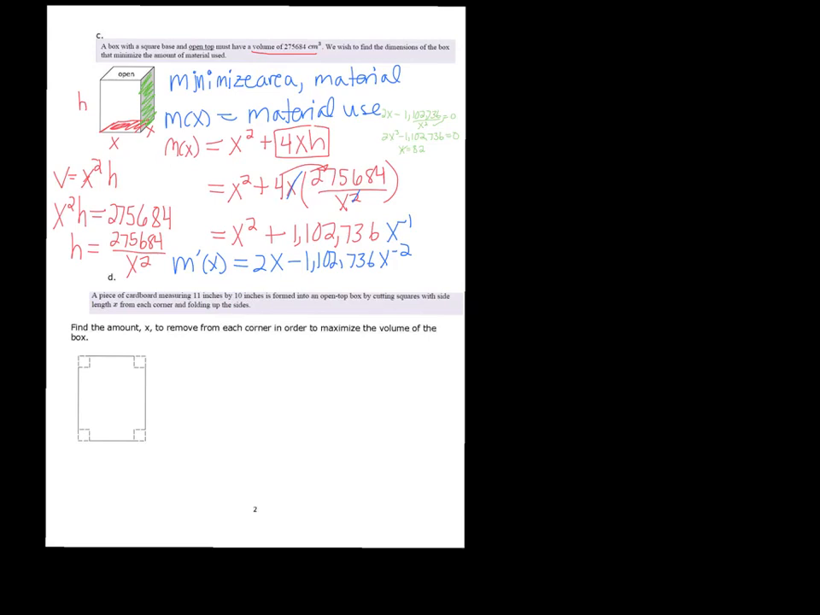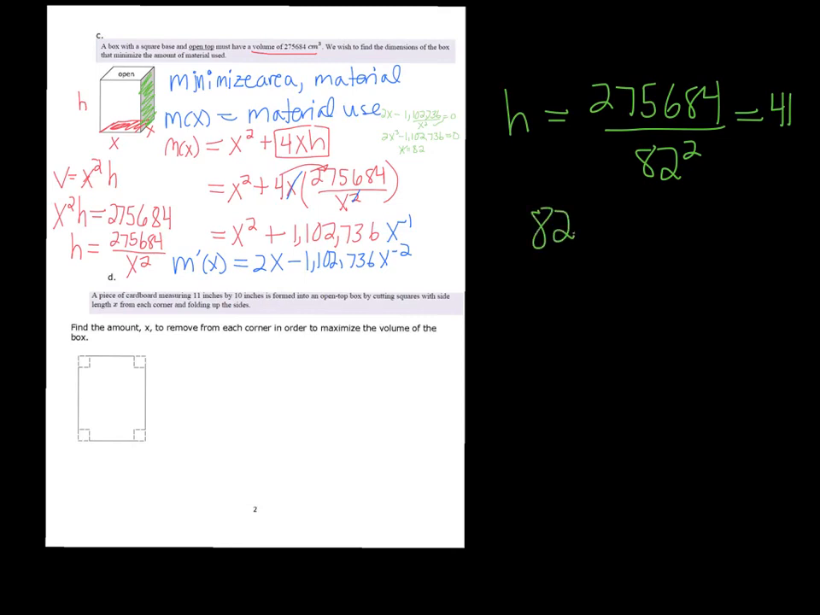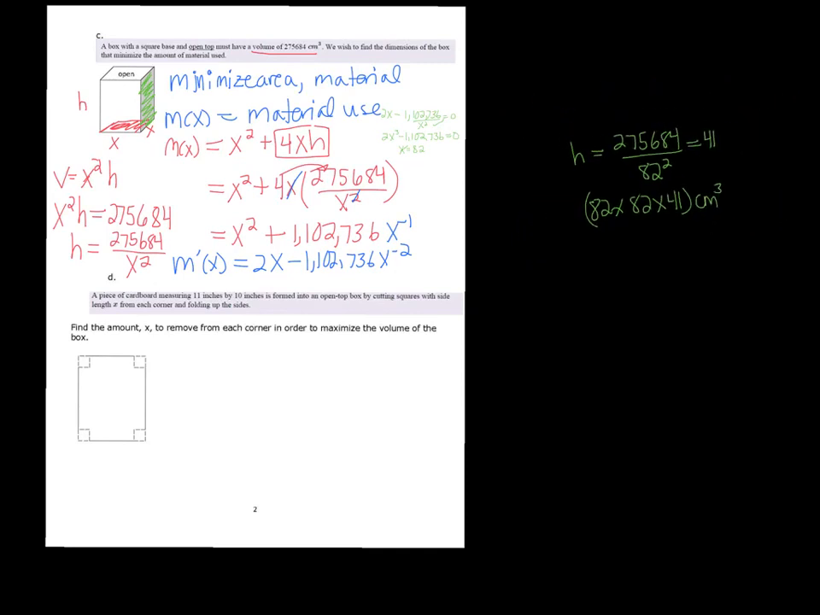And then finally, that gives us the 2 dimensions of the bottom of the box, but if we want h, remember that h is equal to 275,684 over x squared, so over 82 squared, and you get that that's 41. So we get the dimensions of 82 by 82 by 41 centimeters cubed. That's what's going to minimize the box.